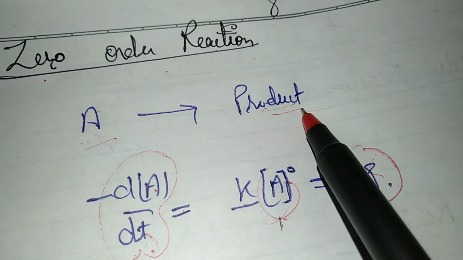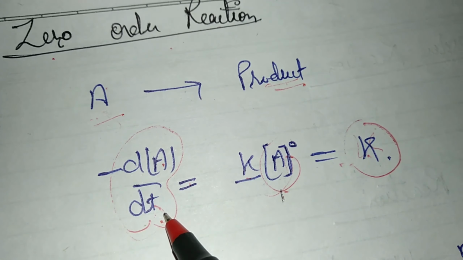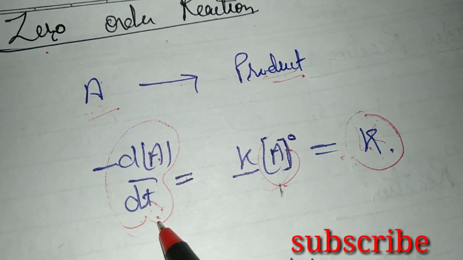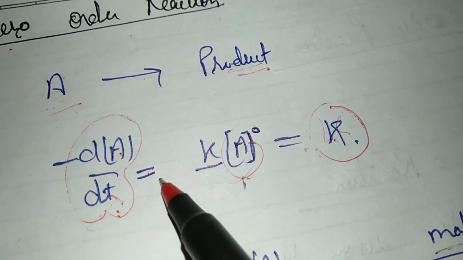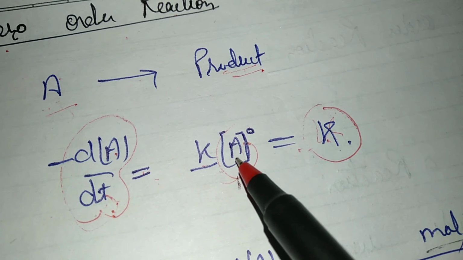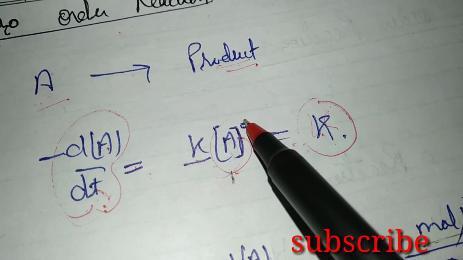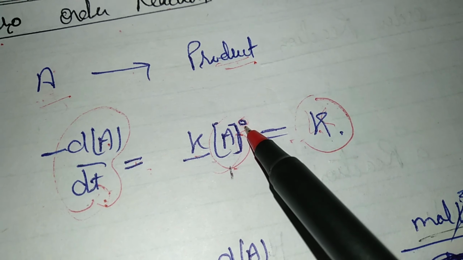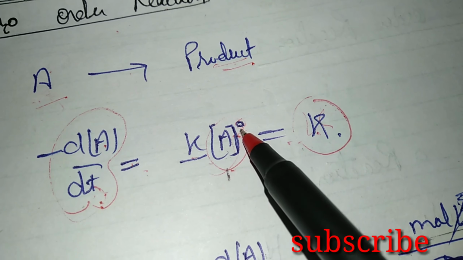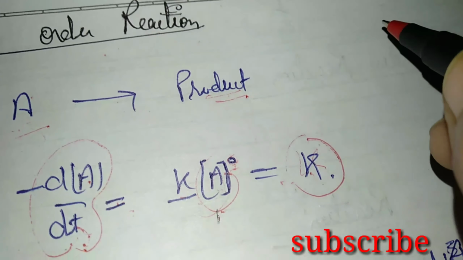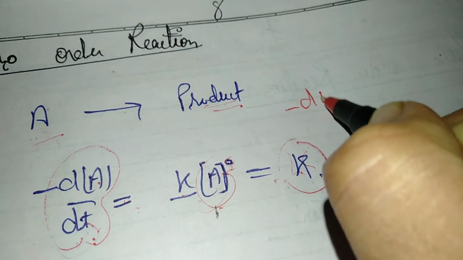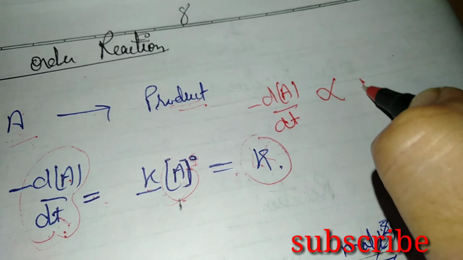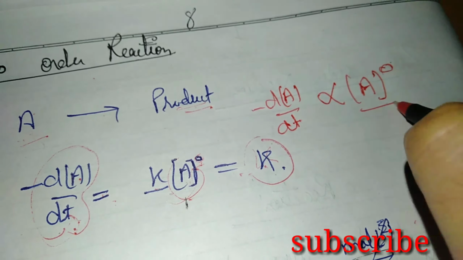So the differential rate equation for the zero order reaction can be written as the rate of change of concentration of A with respect to time dt, and that will be equal to k times the concentration of A raised to the power 0, meaning the exponent is equal to 0 because it doesn't depend upon the concentration of A. Basically, the rate of change of concentration with respect to time is directly proportional to the concentration of the reactant.